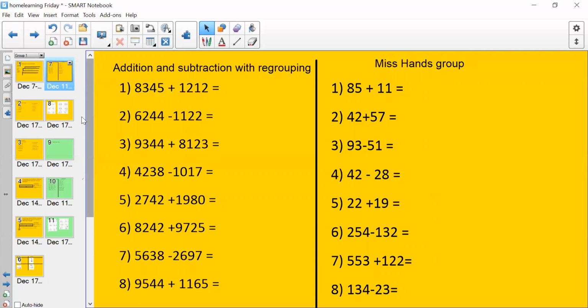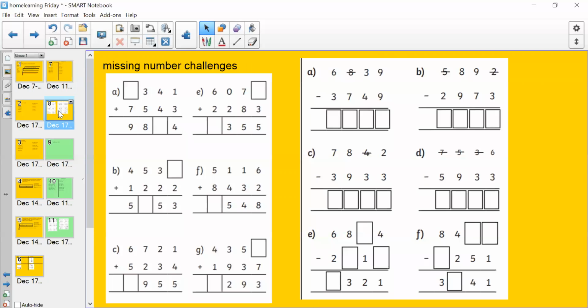Okay, well done. So here are some challenging questions just to finish off your lesson. So you've got to try and think of the missing number that goes in the missing spaces. So we've got some addition and subtraction challenges. So if you'd like to do those, pause the video and have a go.